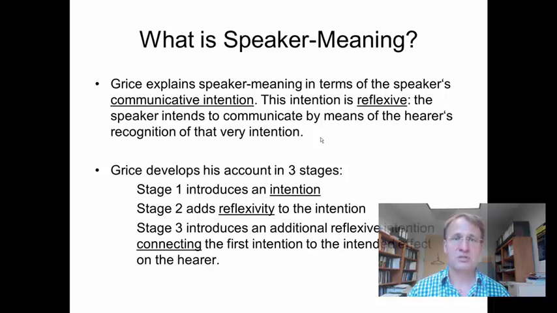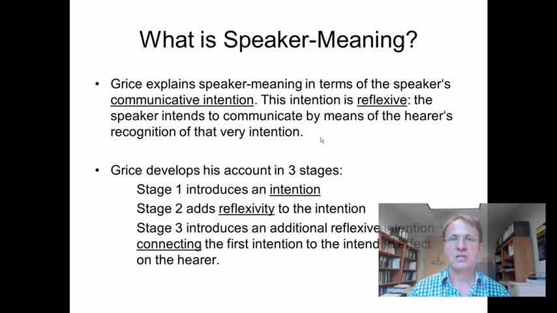First of all, the first stage is that for a speaker to mean something non-naturally by a certain utterance, the speaker must have an intention. An intention to the effect that the hearer of the utterance forms a certain belief.